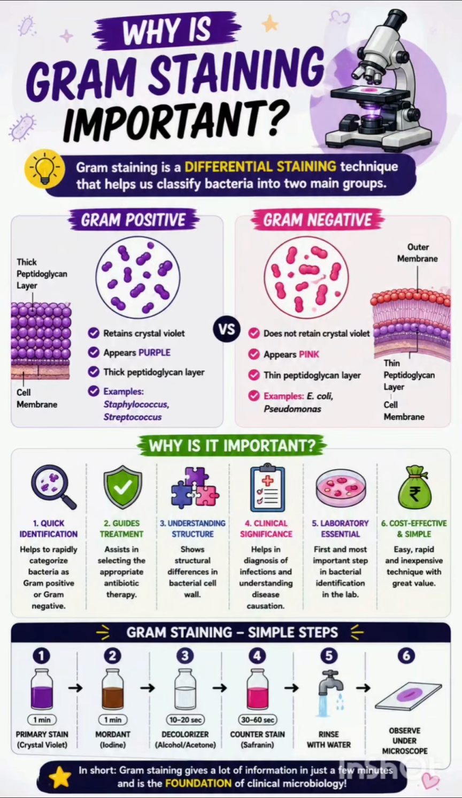Next, why is it important? Why is gram staining important? Gram staining is important for quick identification. It helps to rapidly categorize bacteria, whether they are gram positive or gram negative.